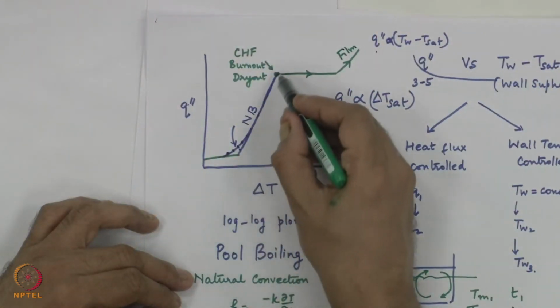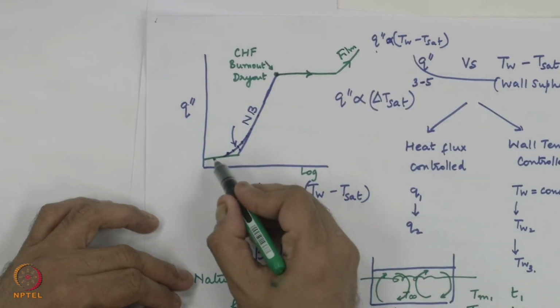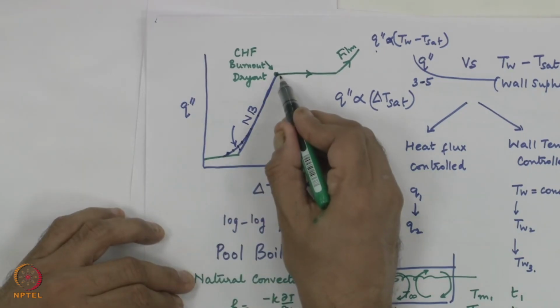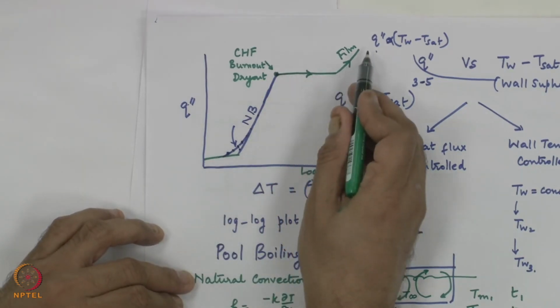So when I increase the heat flux, I go from natural convection to nucleate boiling, to the point of CHF, and then to film boiling. In the next module, we will try to cover the wall temperature controlled case. This was a wall heat flux controlled case. We will look at the wall temperature controlled case.